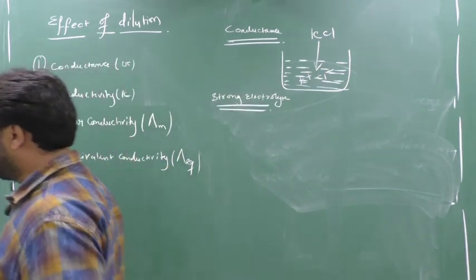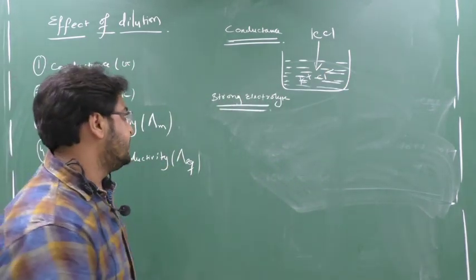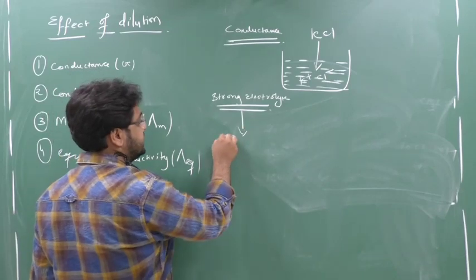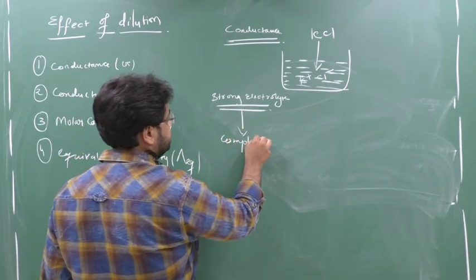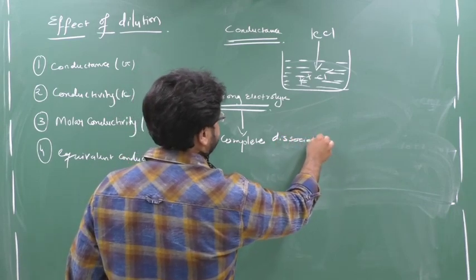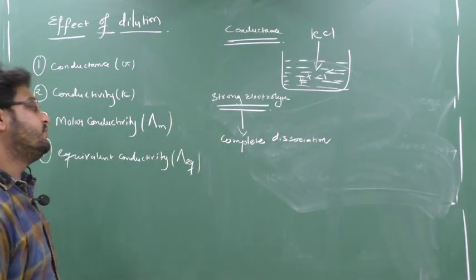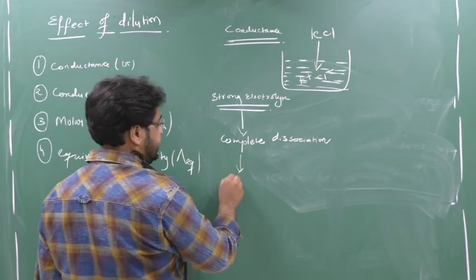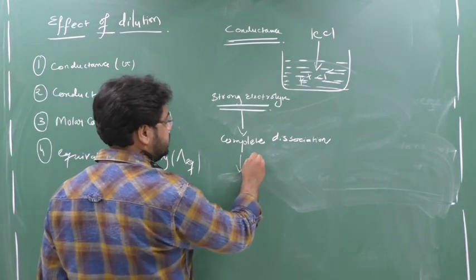They will get dissociated into what? K plus and Cl minus. Now you know in a strong electrolyte there is a complete dissociation. Yes or no? There is a complete dissociation. Clear?